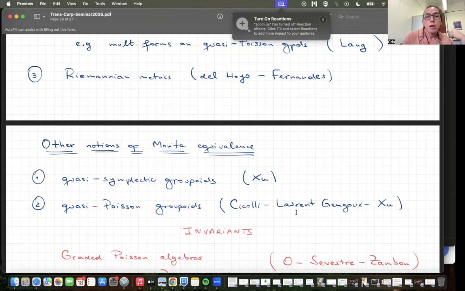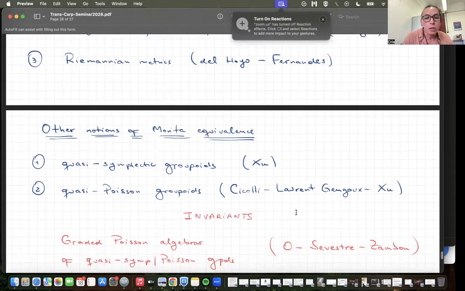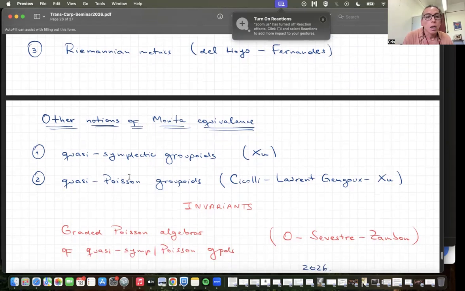And now you can try to find invariants of these structures. For instance, associated to both quasi-symplectic groupoids and quasi-Poisson groupoids, the analog of the algebra of observables is a graded Poisson algebra. This is part of our work with Gabriel Silvestre and Marco Zambon.